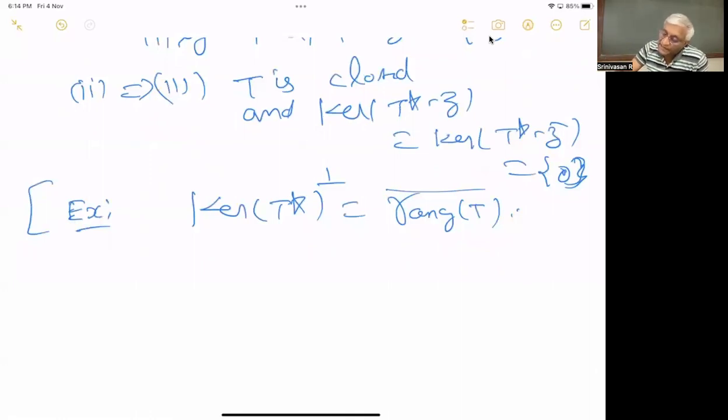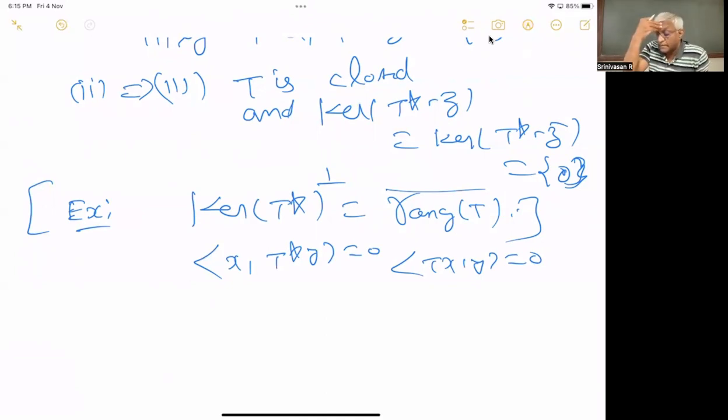Now we have the kernel is trivial. That means the range... Okay, so this is an exercise. There is really nothing in this. Something in the kernel of T star perp means what? It means the inner product of x with T star y equals 0, that means the inner product of Tx with y equals 0. So x is in the kernel of T star perp. That is, x is orthogonal to the range of T. I should have T star here.